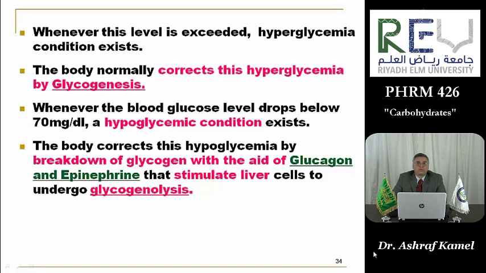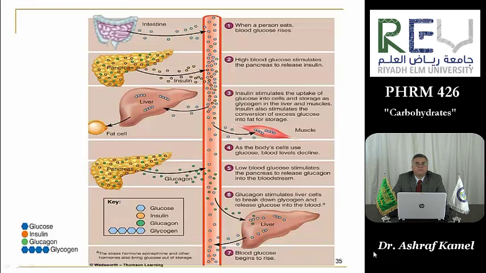Whenever the blood glucose level drops below 70 milligrams per deciliter, there is hypoglycemia. The body corrects this hypoglycemia by the breakdown of glycogen with the aid of glucagon and epinephrine that stimulate the liver cells to undergo glycogenolysis.